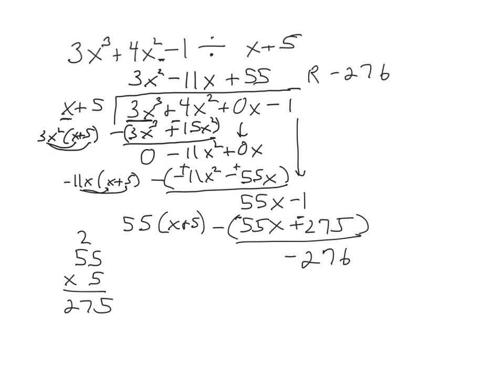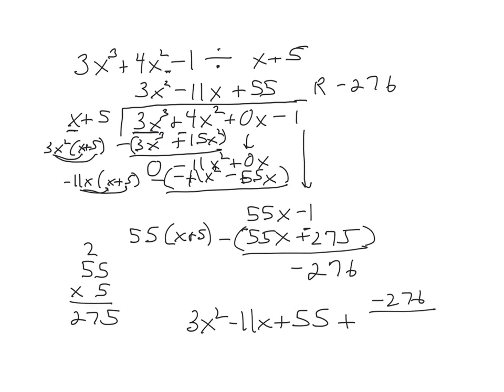You also could write it as 3x squared minus 11x plus 55. And just as we did in the regular example earlier, we can put the negative 276 on top and the x plus 5 on the bottom, like we did in the previous example where we put the remainder of 1 on top, and the 4 on the bottom.